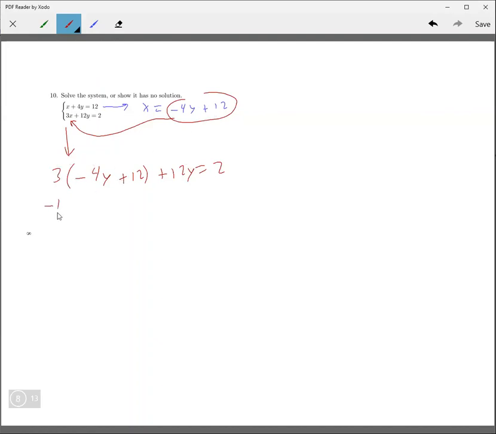So now we distribute in, we get negative 12y plus 36 plus 12y equals 2. Now, the 12y's are going to cancel out, and you're left with 36 equals 2. Whoa, that's funny. That's weird. 36 equals 2. What? How's that? So then you're like, whoa, what's going on here? Okay, what happened here is 36 isn't equal to 2, right? It will never be equal to 2 as far as numbers are concerned. So this means that there's no solution.